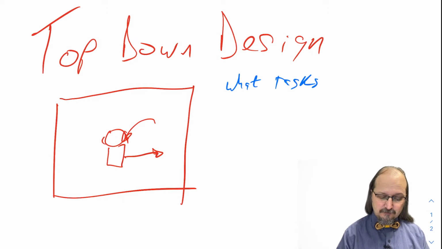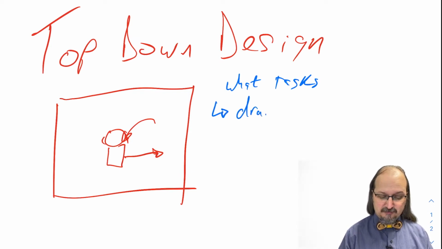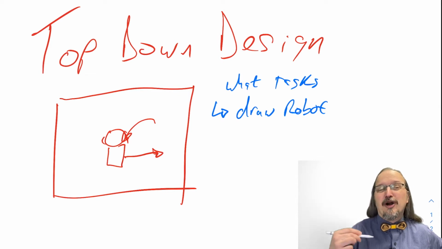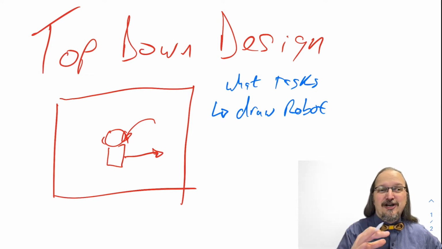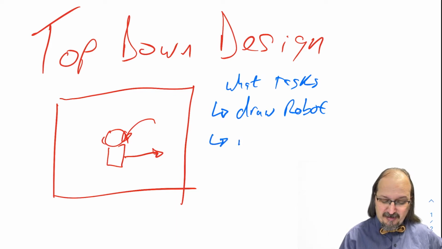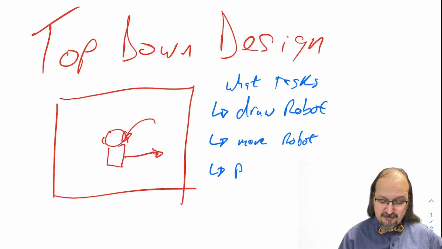So we know we're going to have a robot, right? So we need to draw our robot. And you'll notice that when I talk about tasks, these are also what functions are, right? The functions in our game were really the verbs of our game. So we draw a robot. We need to move our robot. We need to put score on the screen. We need to put our lives on the screen.